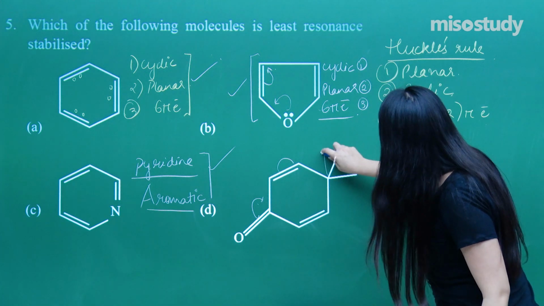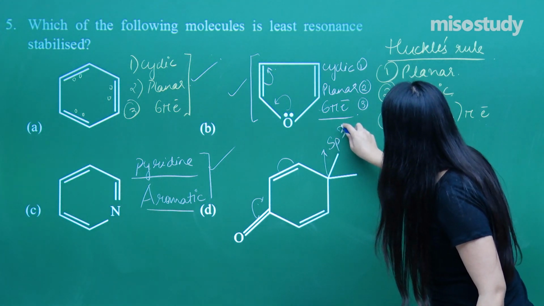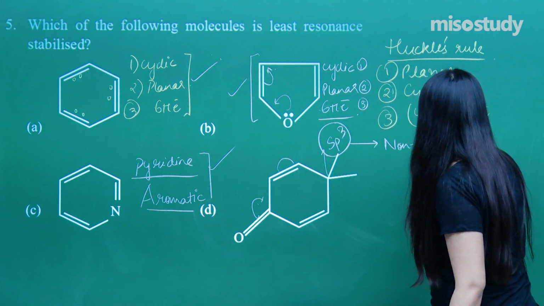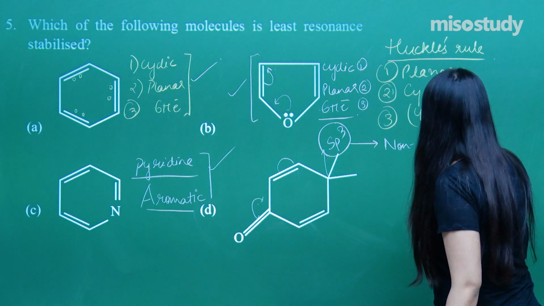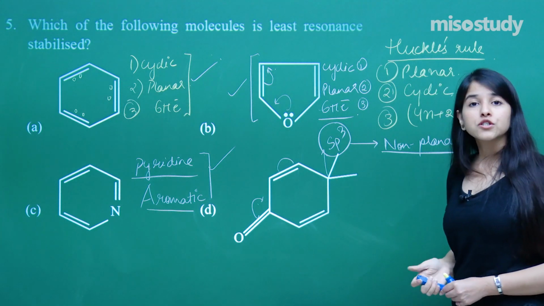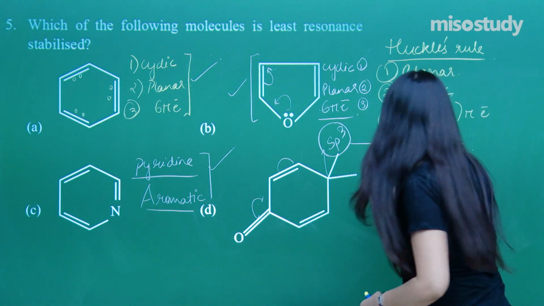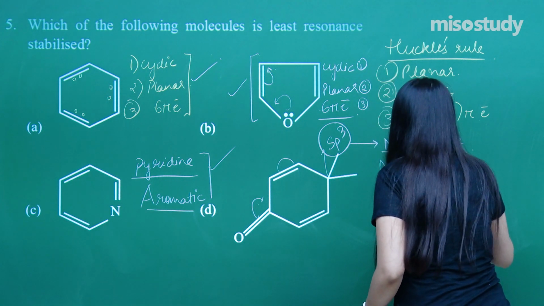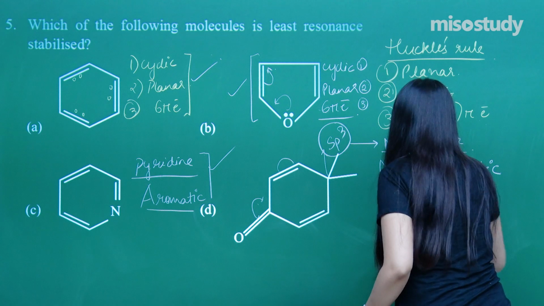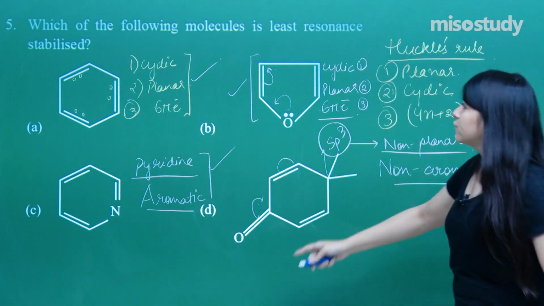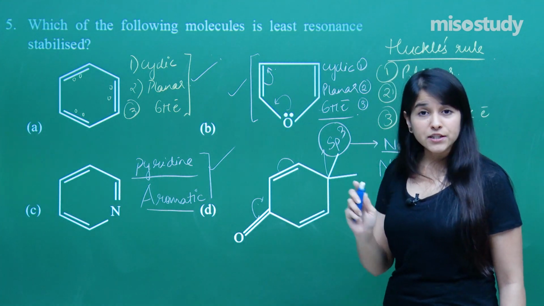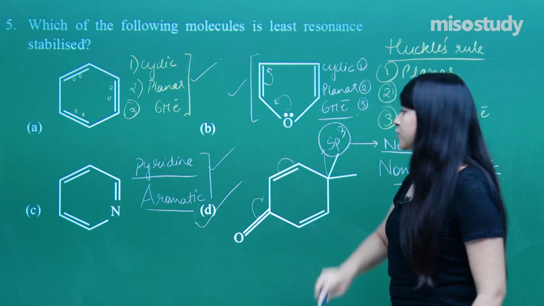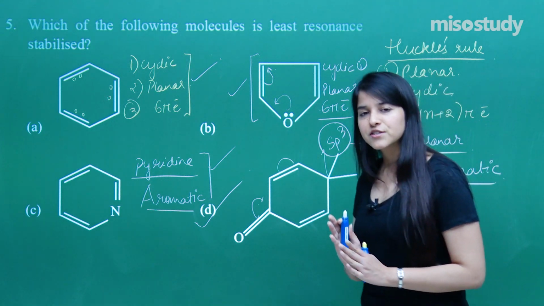So that is an sp3 hybridized carbon making the compound non-planar, violating Huckel's rule, and it will now be non-aromatic. So that is non-aromatic over here. That means out of the 4 molecules, the one which is least resonance stabilized is option D. So I hope you all have got the answer over here.